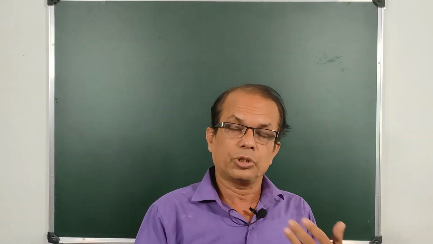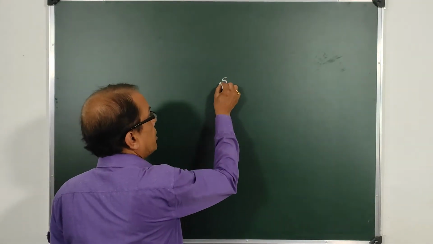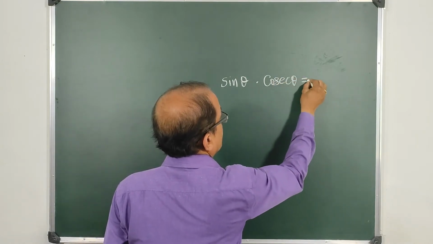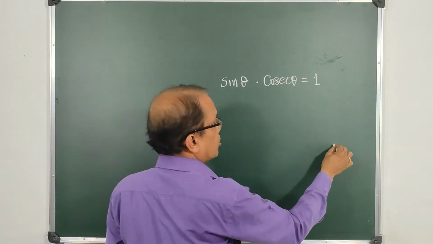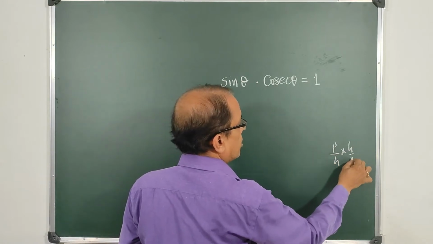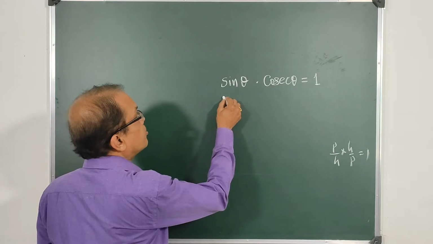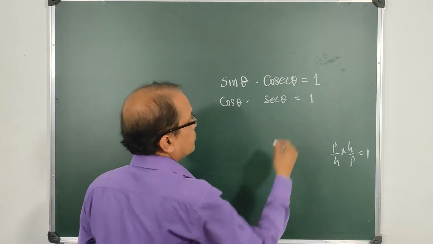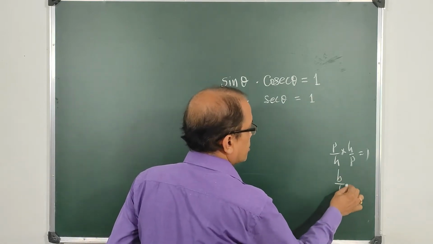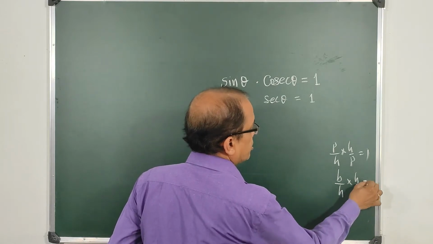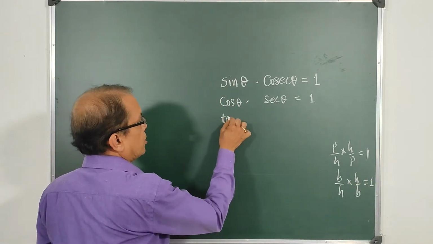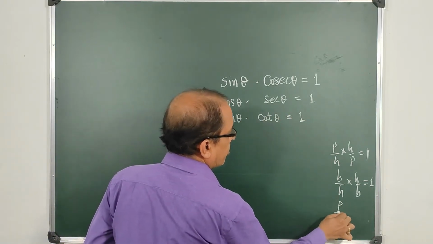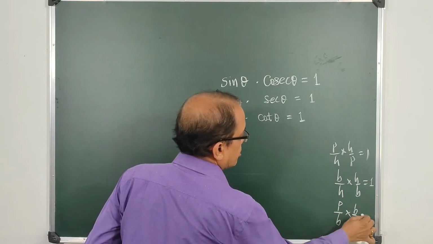In the previous class we knew that sin theta and cosec theta are reciprocals. Why? Because p by h into h by p is 1. Similarly, cos theta into sec theta is also 1 because b by h into h by b is equal to 1. Also tan theta into cot theta is equal to 1. Why? p upon b into b upon p is equal to 1.